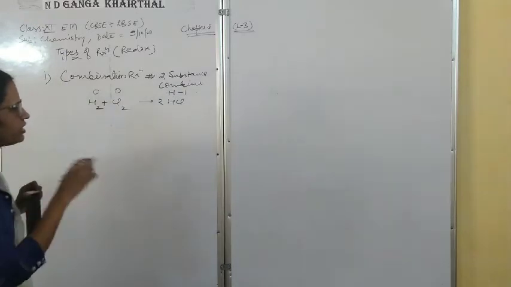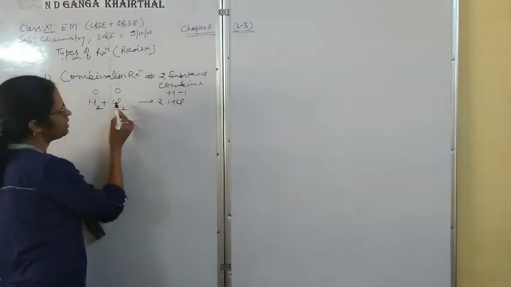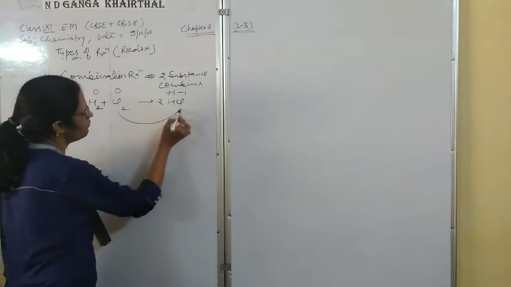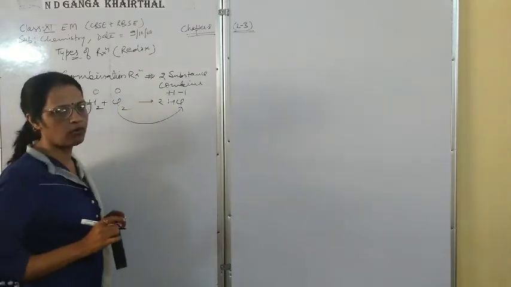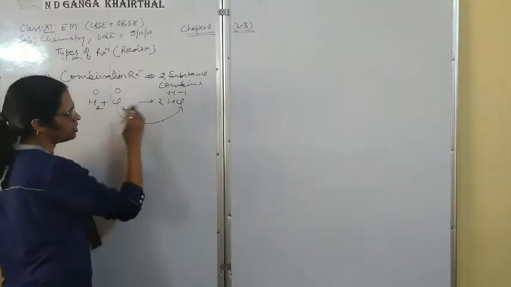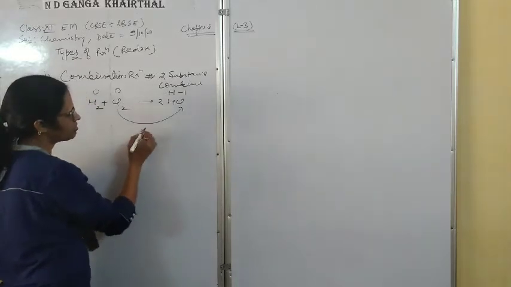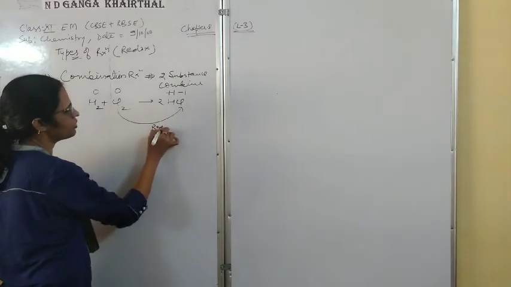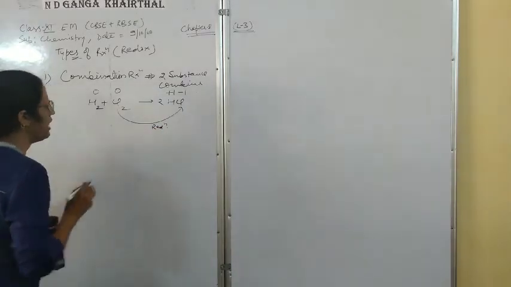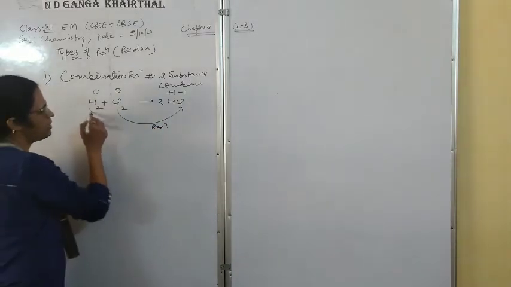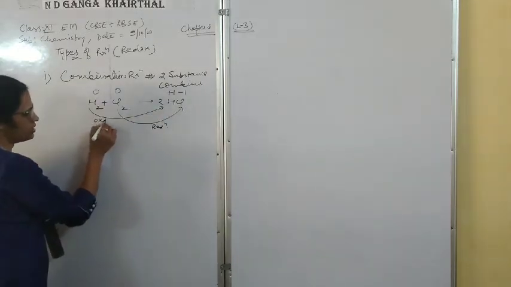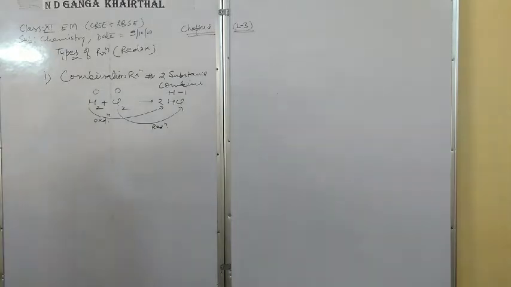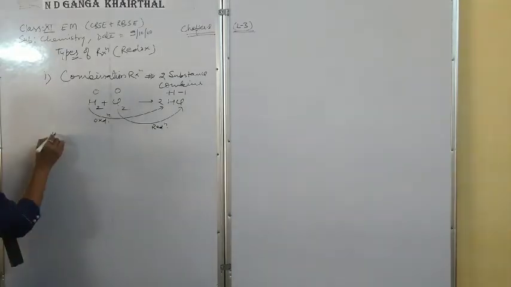So what's going on in this reaction? We see that chlorine's oxidation number is converted from 0 to -1. So there is a decrease in oxidation number, which means it's a reduction. Clear? And here we see that the oxidation number increases from 0 to +1. So it is oxidation. Clear? So it's an example of a combination reaction.